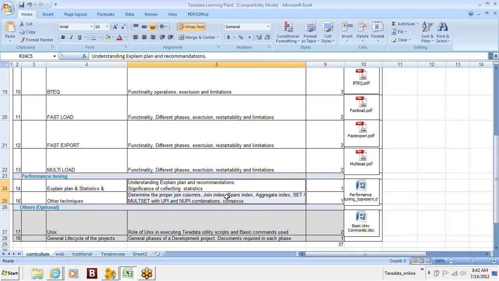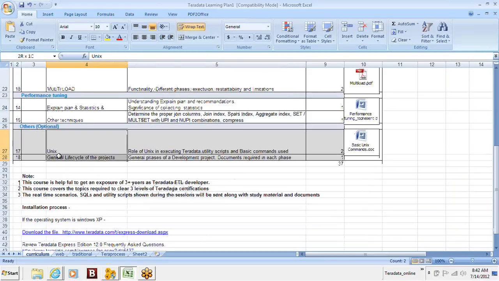And then these are the optional topics, because Teradata alone won't be sufficient for working as a Teradata developer. So we have to have some basic Unix commands. We have to learn either Unix or mainframes, because almost all enterprise versions of Teradata are installed on either mainframes or Unix. It would be better if you know either, but learning mainframe itself is a big task.